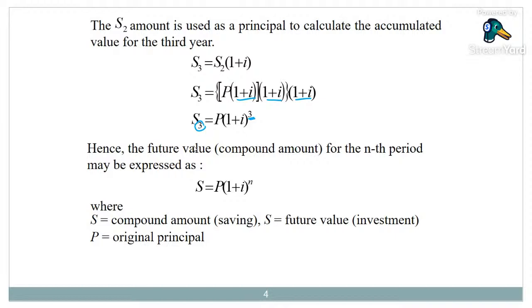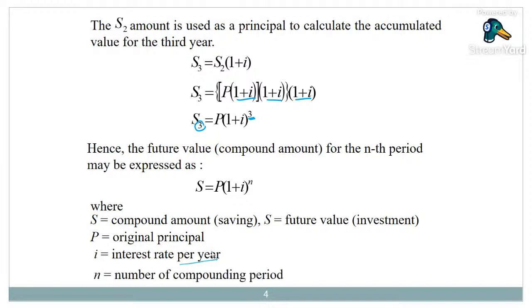And then P is the original principal, I is the interest rate per year. Kat sini highlight ya, untuk per year. And then N is the number of compounding period. Okay ya.